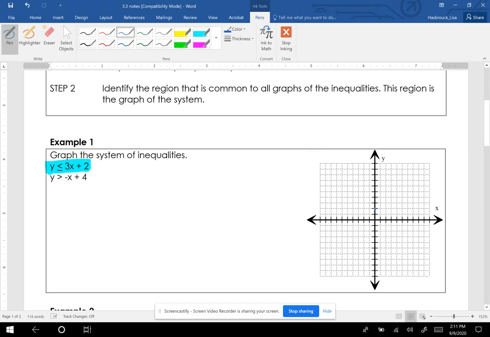For this graph, I go up 2 and put a dot for the y-intercept. My slope is 3, so I count up 3, right 1, up 3, right 1. I also go down 3, back 1, down 3, back 1. Now, since it's less than or equal to, this is a solid line.